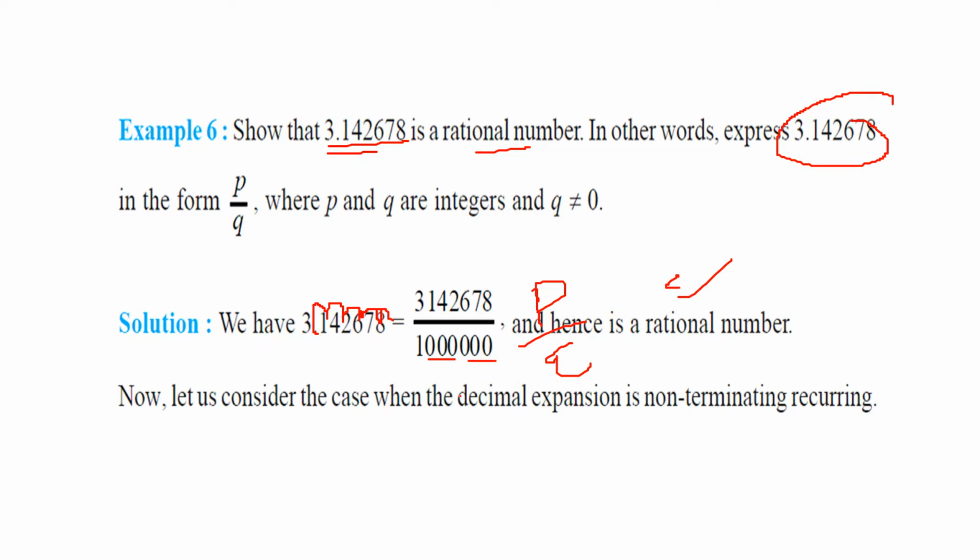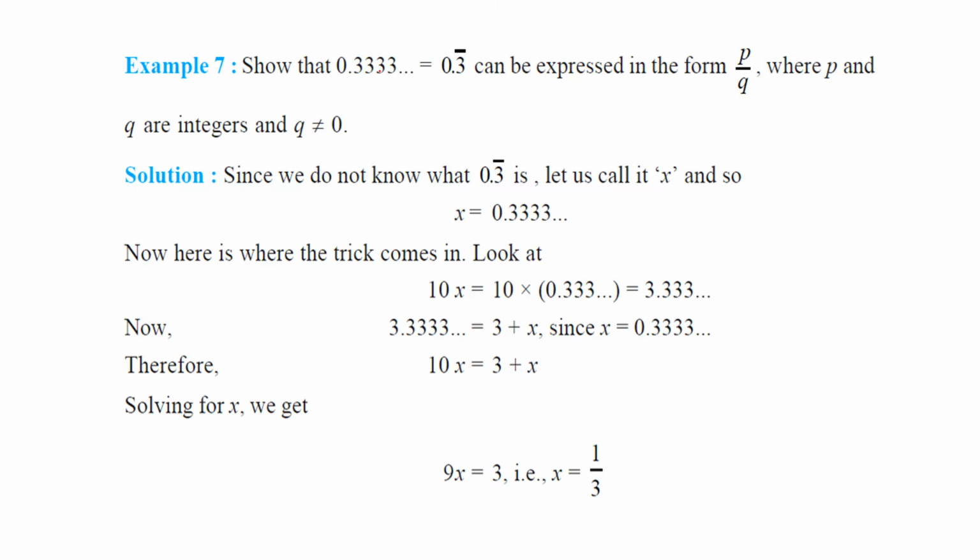Now let us take those decimal expansions which are non-terminating recurring. That means 0.333, 0.3 bar. This can be represented in p by q. How? See, we don't know what 0.3 bar is. So let us consider x equal to 0.333. Now multiply both sides by 10. So what do you get? 10x, and multiplying this by 10, it becomes 3.333.